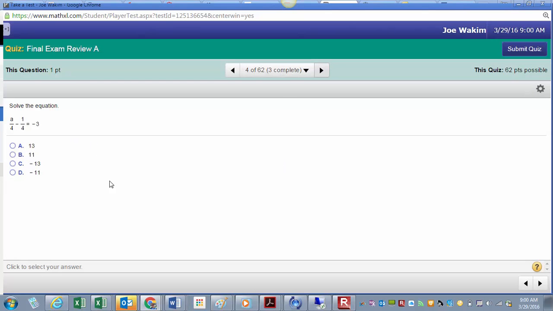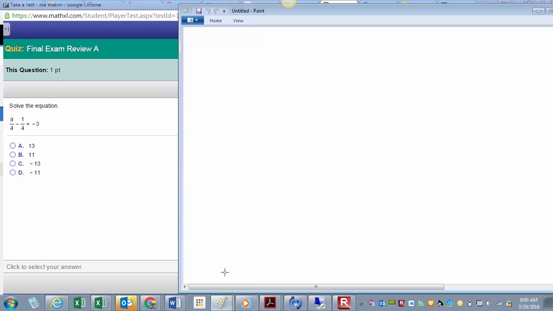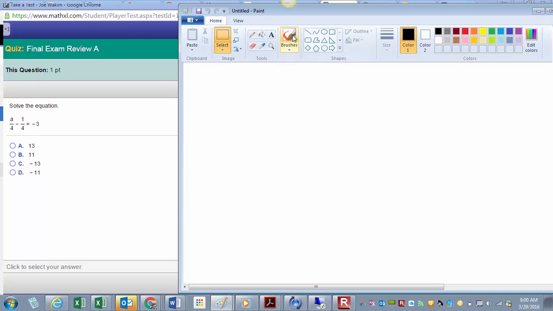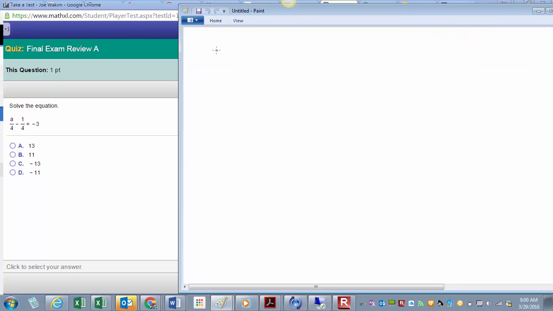Here we have to solve the equation. Actually, there is only one variable, a. We have to solve for that variable a. So let's try to do that problem. Let's see. Okay, so you have a over 4 minus 1 over 4 equals -3. Let's try to simplify the fractions.